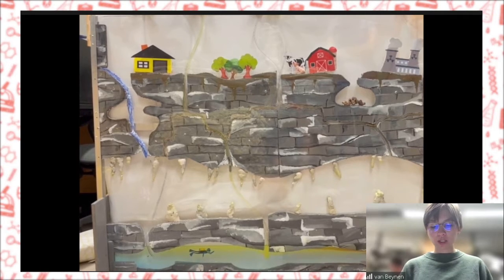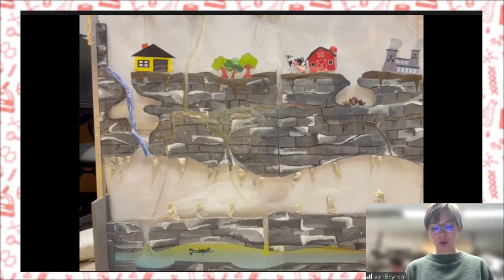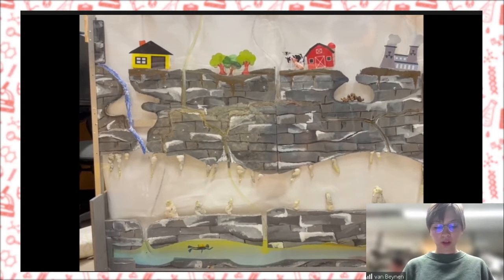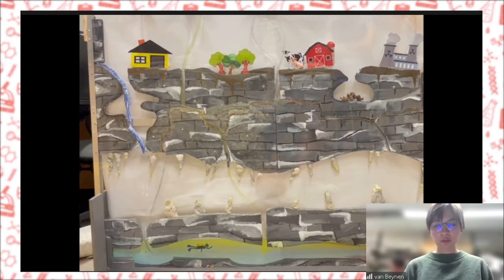However, one way that humans interact with karst in a non-damaging way is by underwater cave diving, as you can see in our model. Next, we will look closely at different parts of a cave.